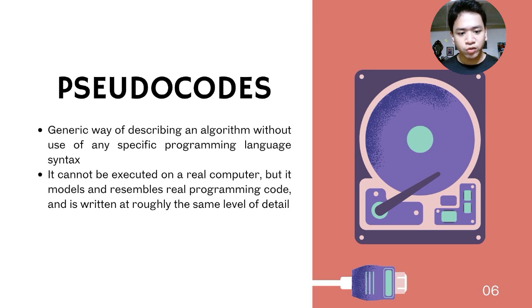Next we have the pseudocode. Since algorithms are still very general, programmers often write them as pseudocode. Pseudocode is a way of writing instructions that looks like code, but it doesn't follow the strict rules of any programming language. It cannot be executed on a computer, but it helps us plan our program because it's close to real code and easy to understand, unlike the actual programming code.